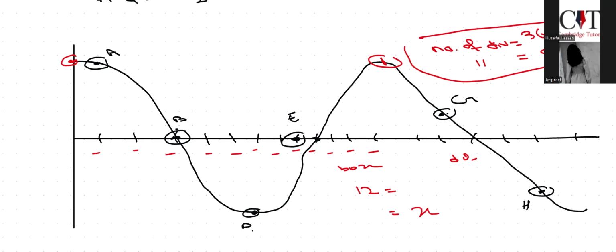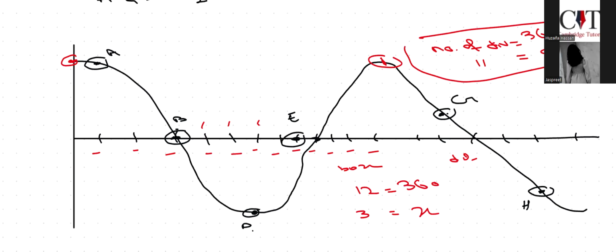So I can say 12 boxes are equal to 360 degrees, and if we have to find the phase difference between B and D, one, two, three divisions are there. So three comes here. The answer would be 360 into 3 divided by 12.